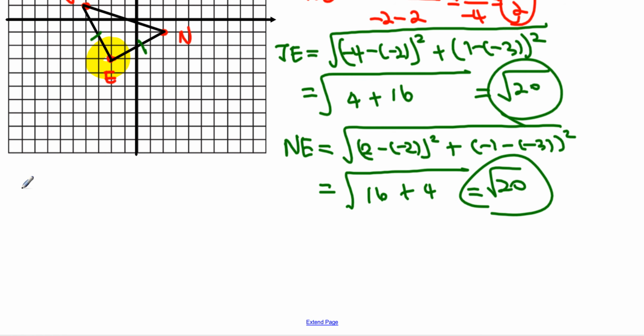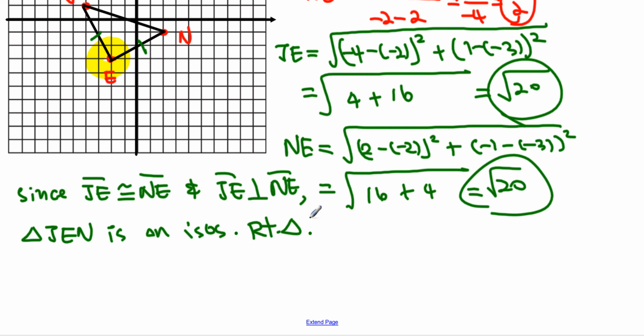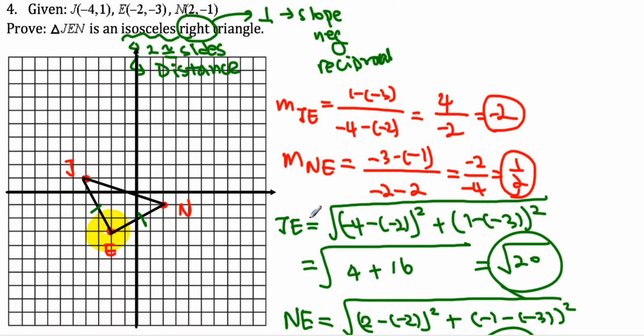So we can write it as, since JE is congruent to NE and JE is perpendicular to NE, as we have seen from calculation, triangle JEN is an isosceles right triangle. All right, so that's how we can do number 4.